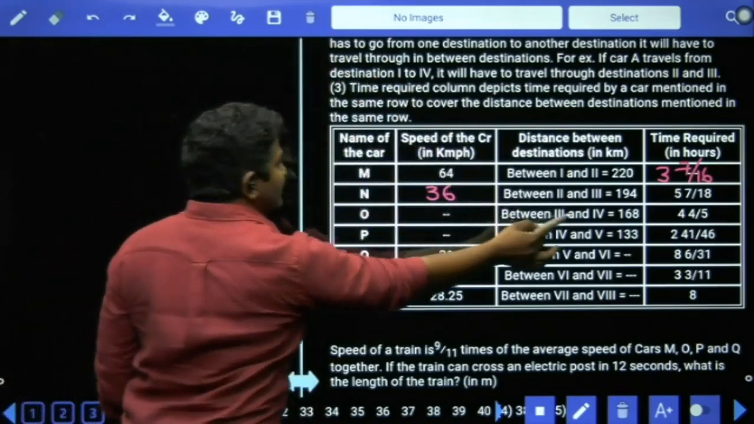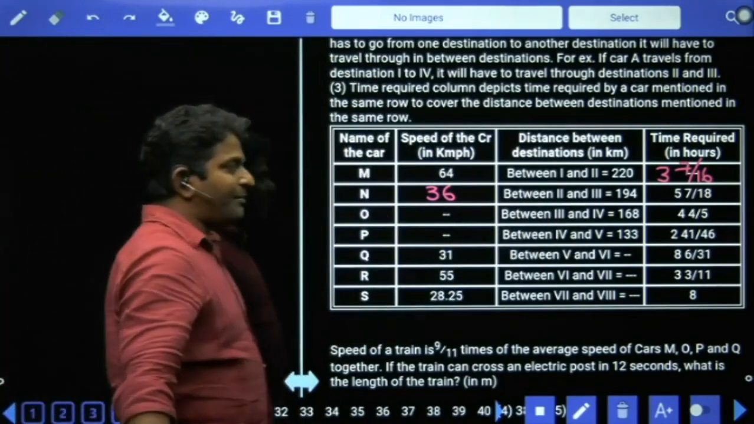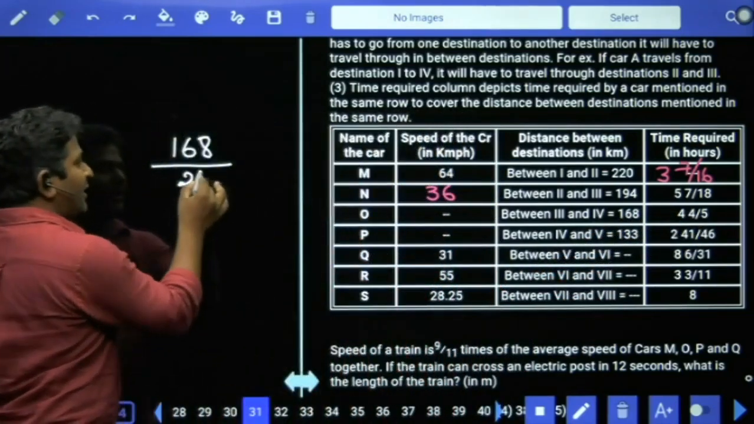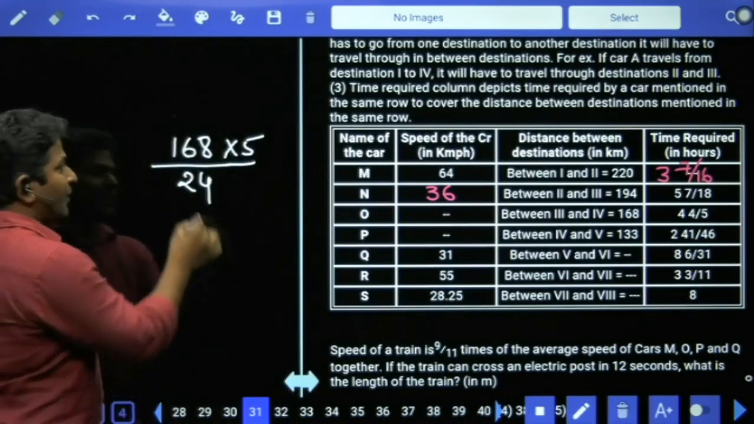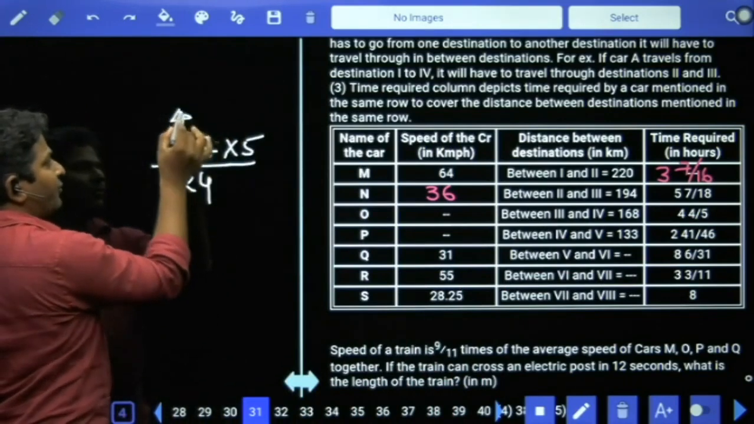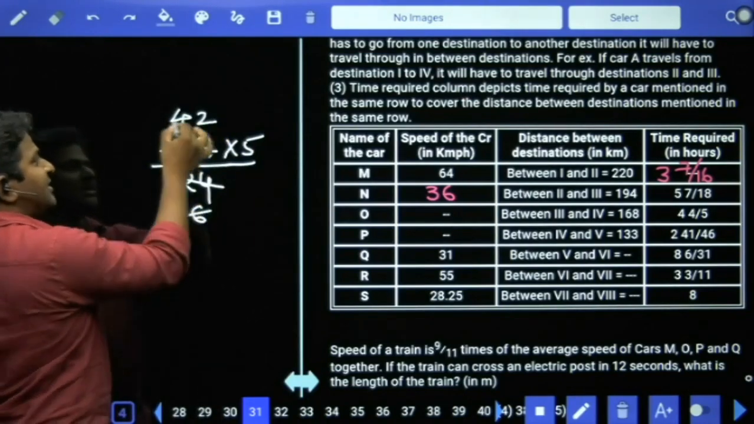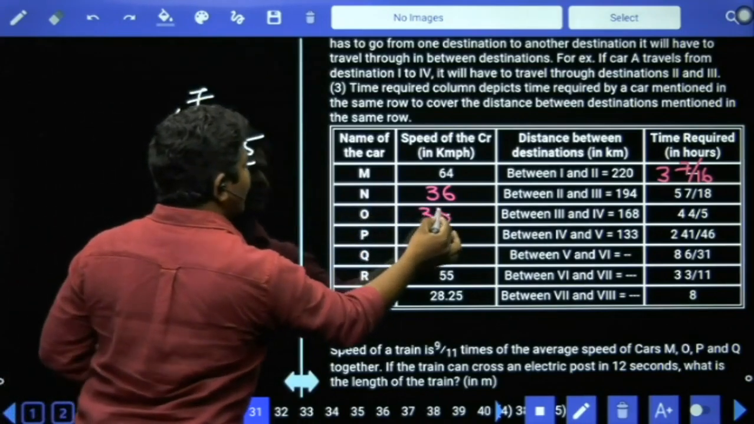And the next value similarly, speed is equal to distance covered by time taken. 4 4 by 5, which is 24 by 5. 24 comes here by 5, that is in numerator. 4 4 times and then 2 times. 4 6 times. 6 into 7 is 42. 7 into 5 is 35 here.